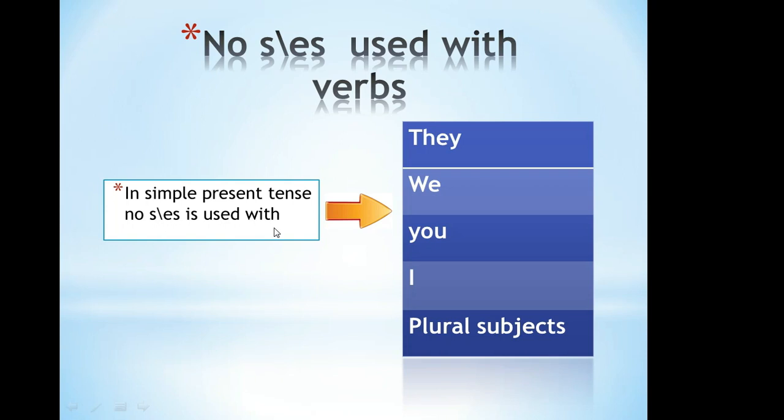All the rules that are applied for the plural subject are used with I and you. Okay, I and you are considered plural. Don't consider it singular, because all the rules of the plural are applied on them. You don't say I eats apple, it will be wrong. I eat an apple, it will be correct. So when in the subject you have they, we, you, I, or a plural subject, more than two person names or things, then you do not use s or es with the verb.